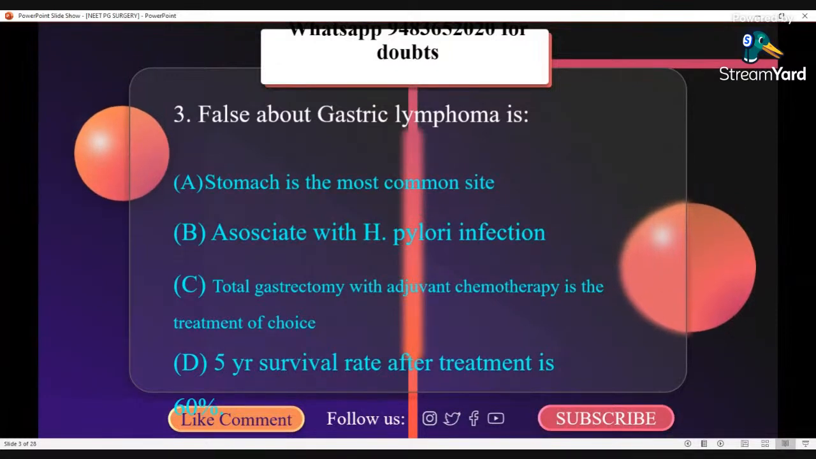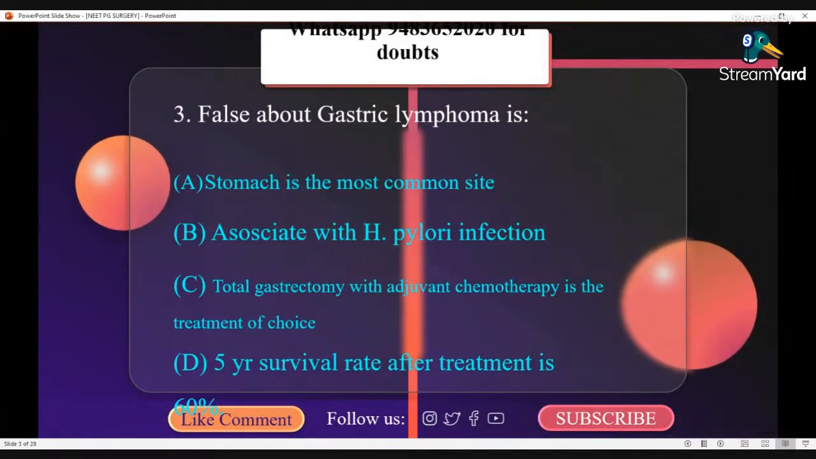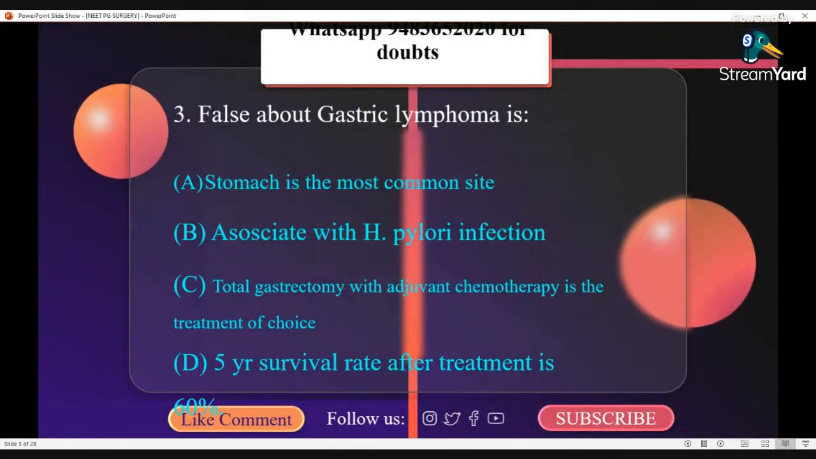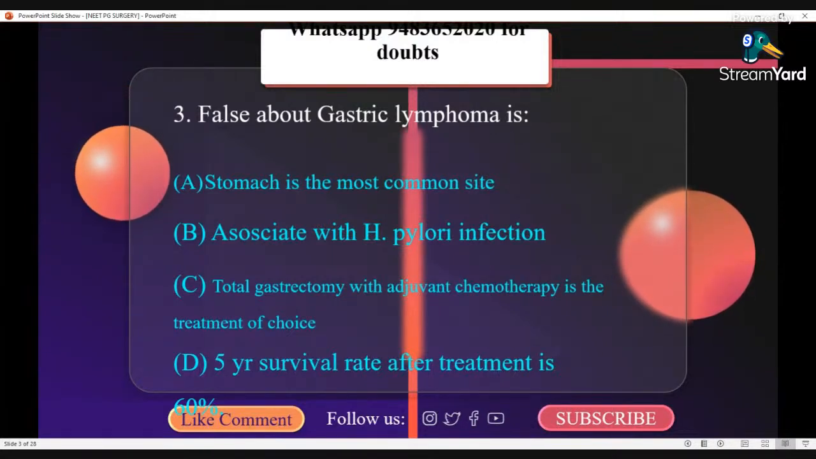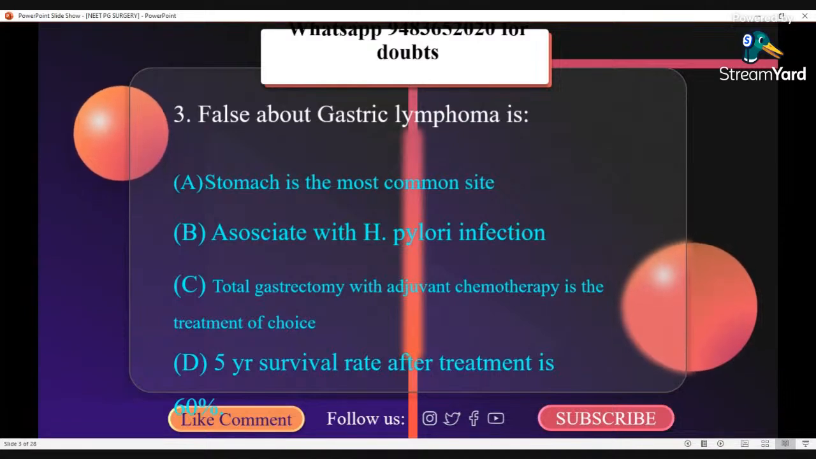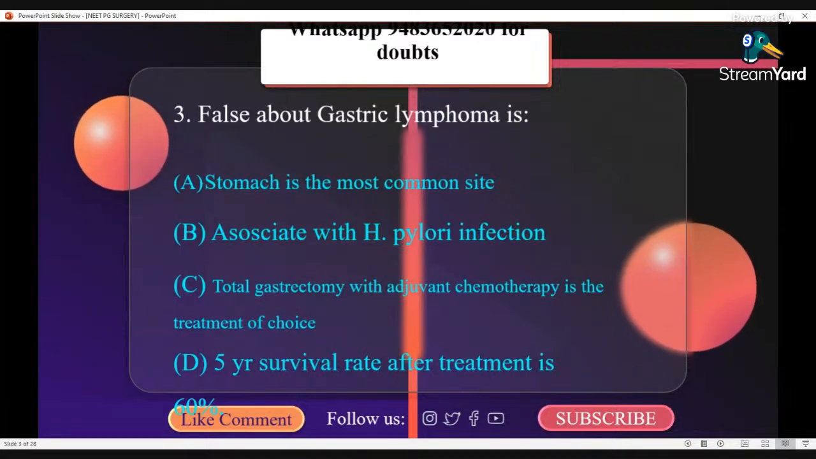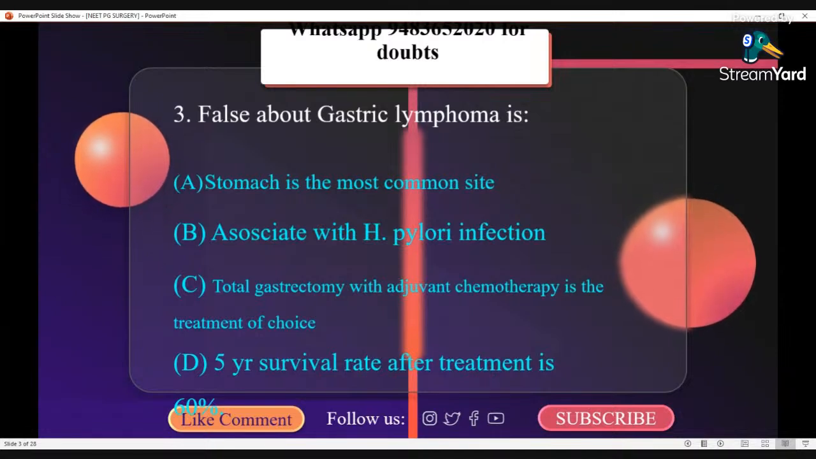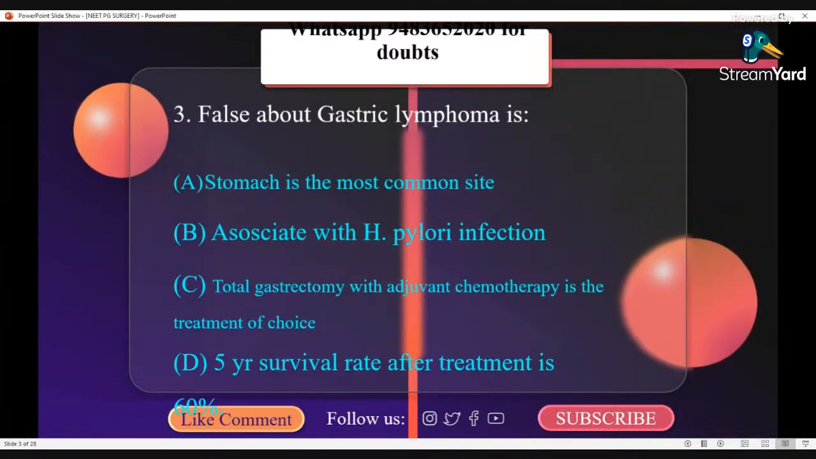False about gastric lymphoma is A. Stomach is the most common site. B. Associated with H. pylori infection. C. Total gastrectomy with adjuvant chemotherapy is treatment of choice. D. 5-year survival rate after treatment is 60%.